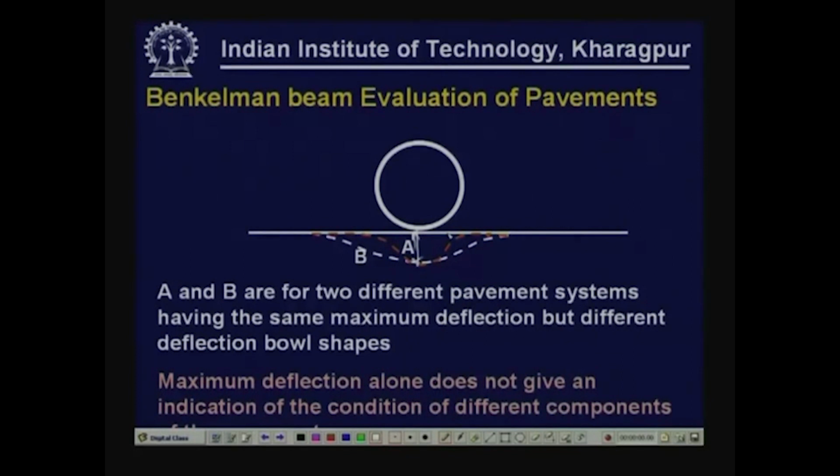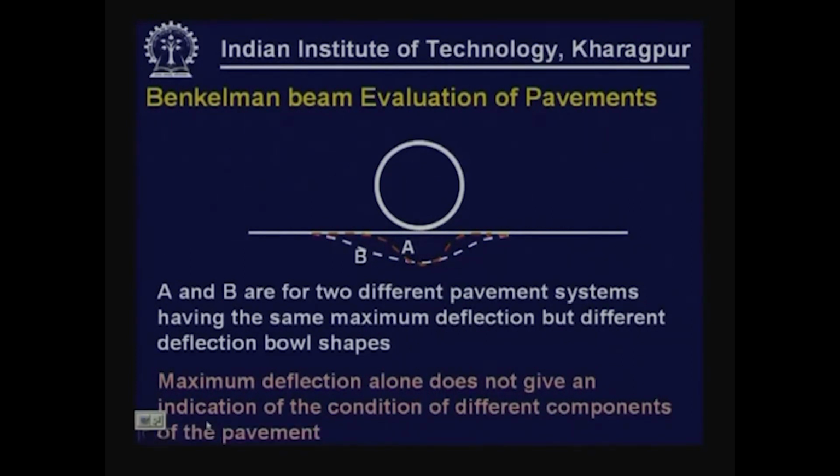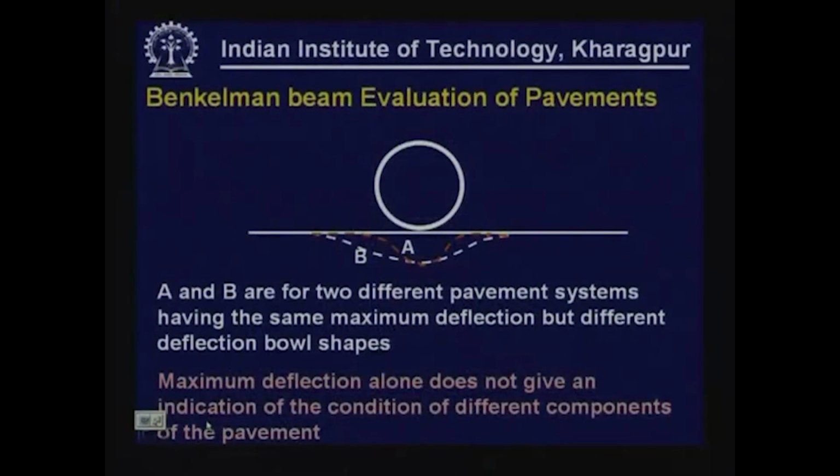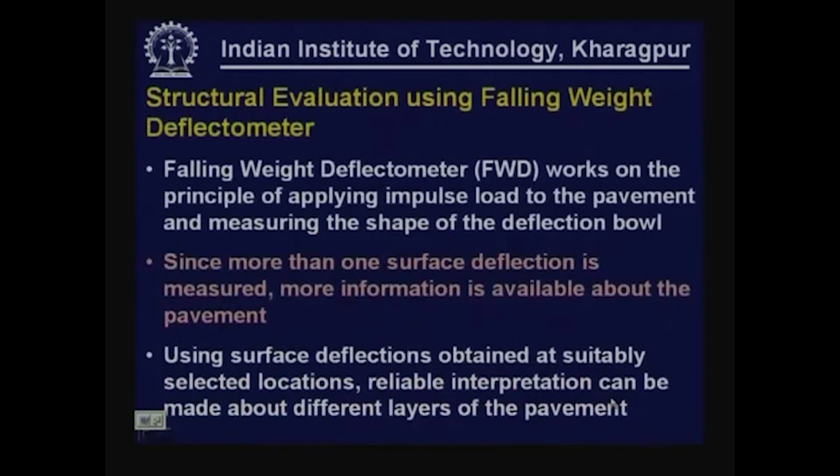This is the main difficulty with Benkelman beam deflection, the main difficulty in interpreting the pavement condition on the basis of one single deflection. The maximum deflection alone does not give an indication of the condition of different components of the pavement. That's the reason why most commonly structural evaluation is carried out using the falling weight deflectometer.